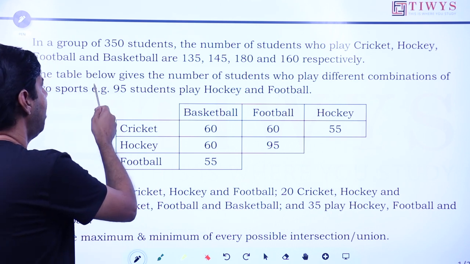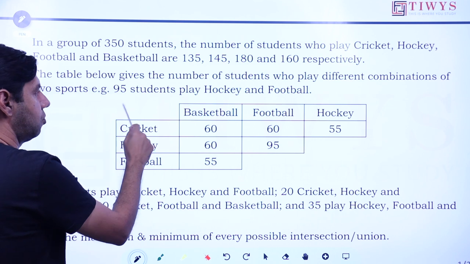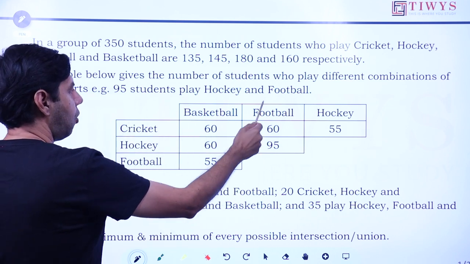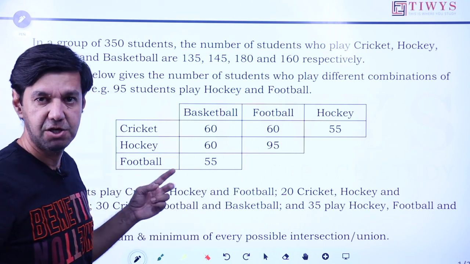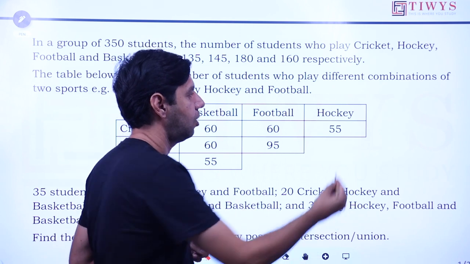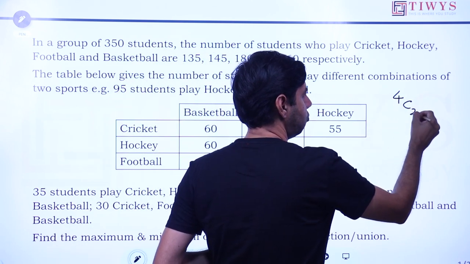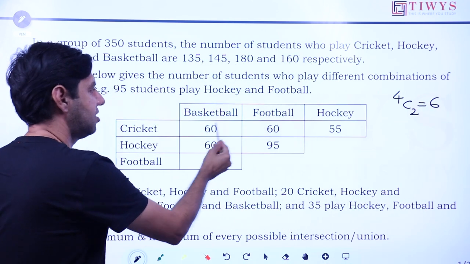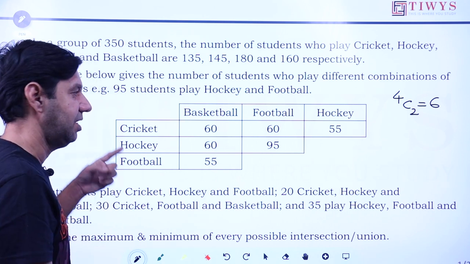We also have a table which gives the number of students who play a combination of two sports. So for example, 95 students here play hockey and football. So we have every combination of two sports. There are a total of four sports. Out of four sports, if I take two, 4C2, this is six combinations. Do we have six values? Yes, we have six values. So all the six values are given.